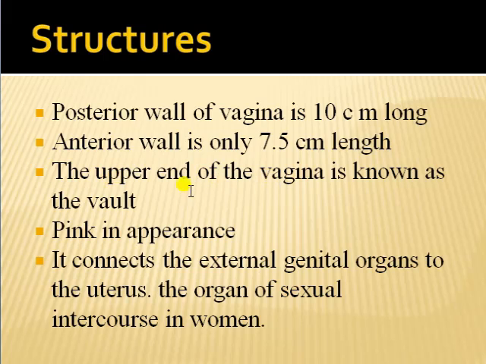The upper end of the vagina is known as the vault, pink in appearance. It connects the external genital organ to the uterus. That's all, no? The vagina connects the external genital organ and the internal genital organ. That is the first point. It connects to the uterus, the cervix. It is the organ of sexual intercourse in women.